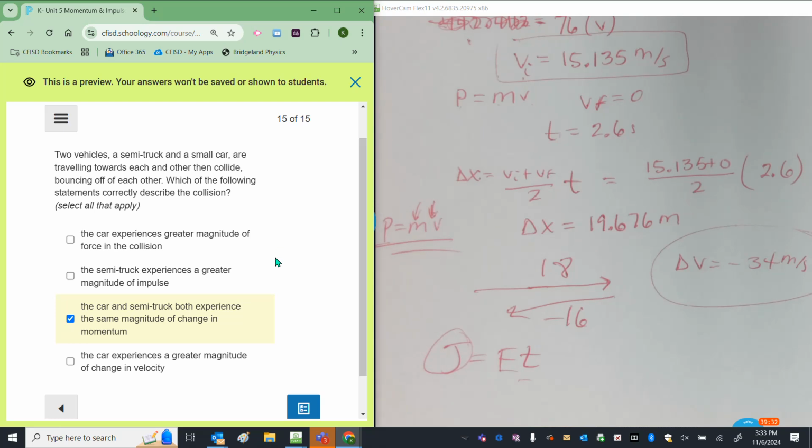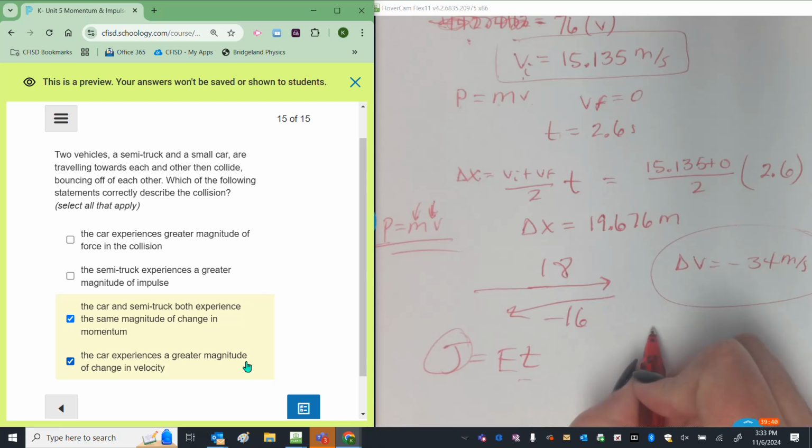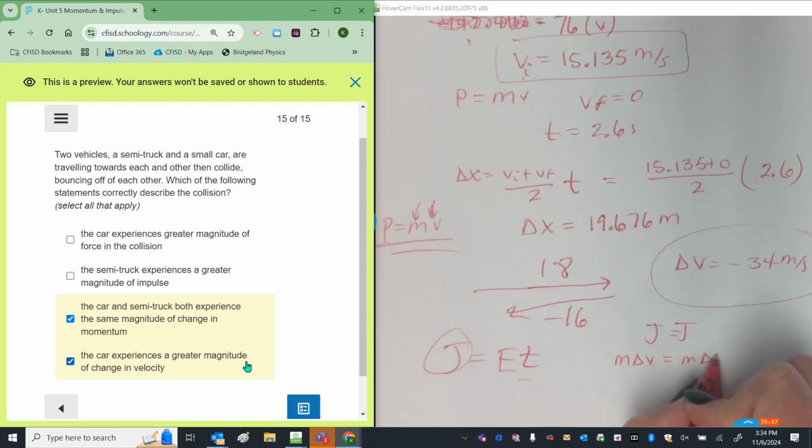The car experiences a greater change in velocity. Yes, it would, because it has less mass. Again, if the impulses are equal, then that means the mass times change in velocity equals the mass times change in velocity. But the car has a small mass and the semi has a large mass. And for those to remain equal, this would have to have a very large change in velocity, whereas this one would have to be very small.